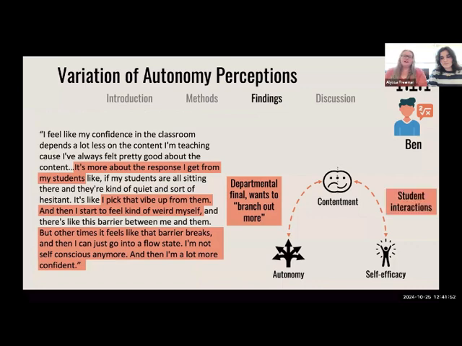So here Ben describes how his interactions with students can kind of make him feel more or less confident and content with his teaching. Like sometimes he picks up a weird vibe from students and then starts to feel weird himself. But other times he feels like that barrier between him and the student breaks. He can go into what he calls a flow state, and he has a lot more confidence, which we also interpreted as having a lot more satisfaction with his teaching in that situation as well.